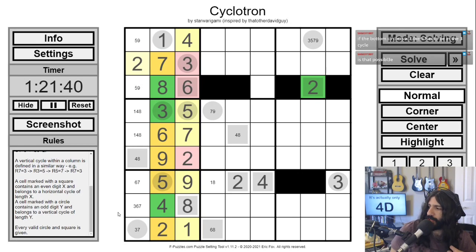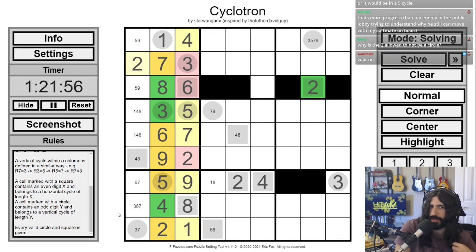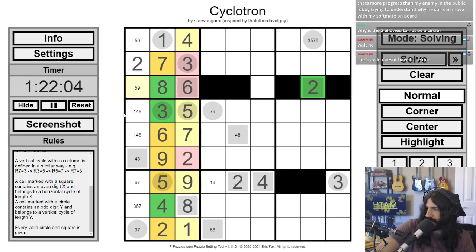If the bottom circle is a 3, the 5 has to be in the 3 cycle. If the bottom circle is a 3, then the 5 can be in a 2 circle. Okay, the 5 can't be in a 2 circle, but the 5 can be in a 4 circle, for example, can't it?